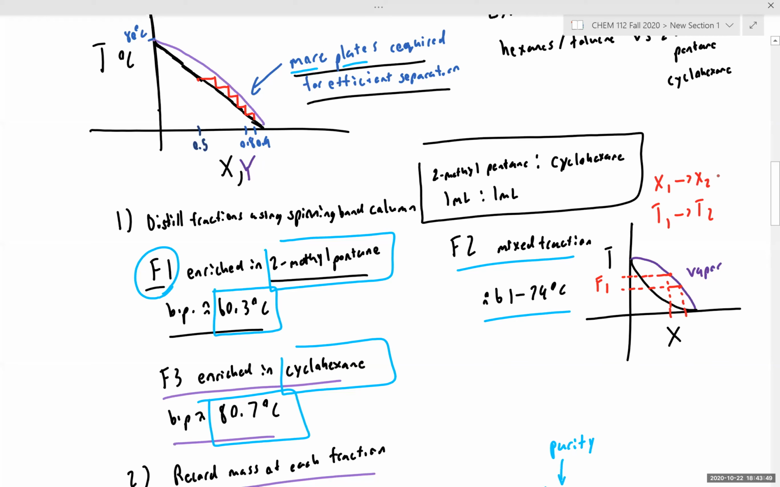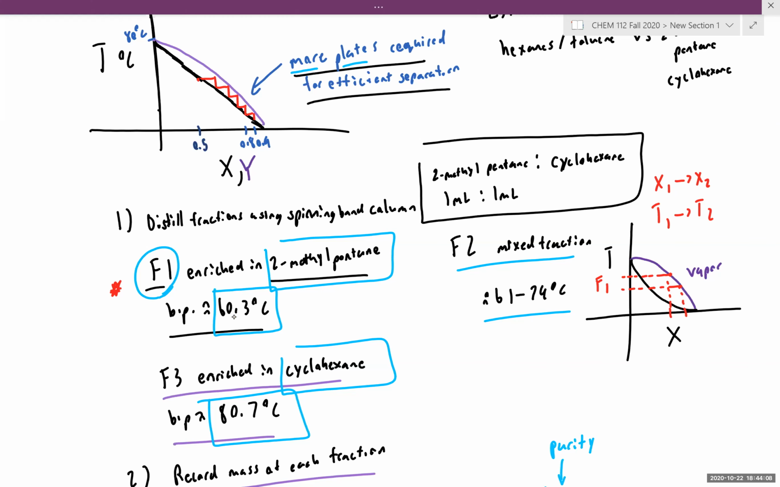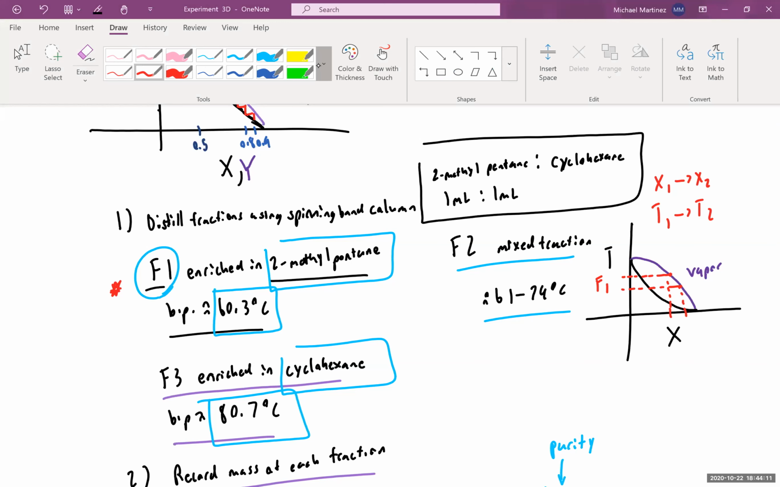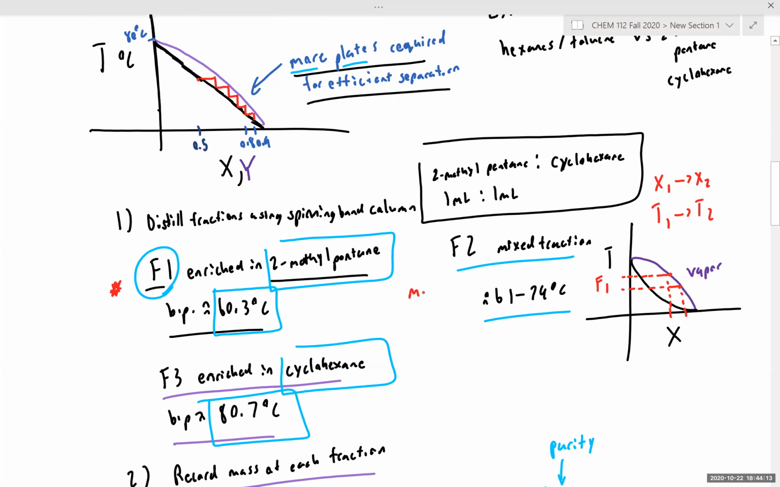So fraction 1, the first fraction that we are going to collect, is enriched in 2-methylpentane. It has a boiling point of around 60 degrees Celsius. It won't be exactly 60 degrees because this mixture contains a little bit of our higher boiling cyclohexane component. Just like in any fractional distillation, we'll collect a mixed fraction. This mixed fraction has a boiling point from 61 to 79 degrees Celsius, and we'll be able to determine the exact composition of that mixture using collected physical property data.